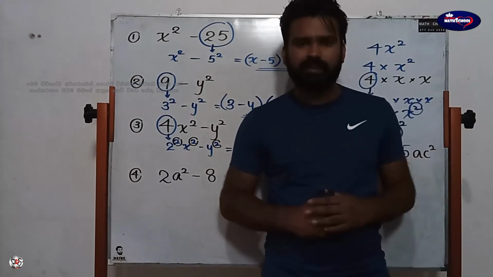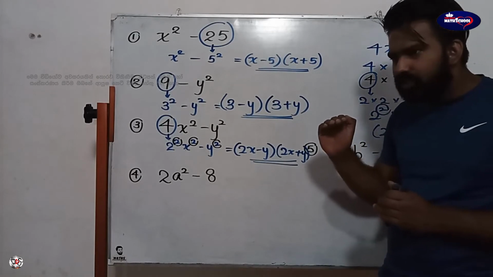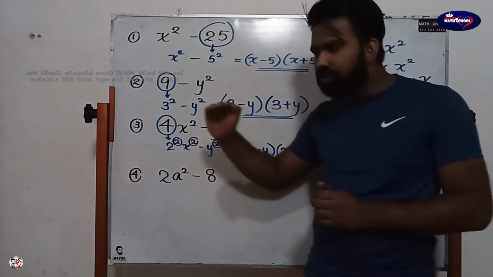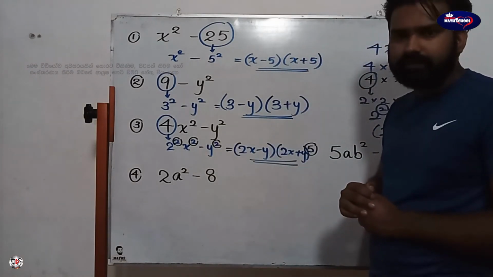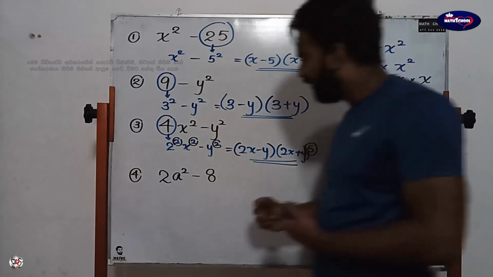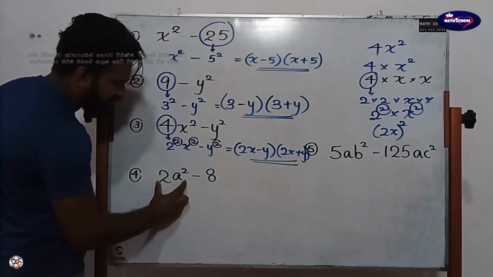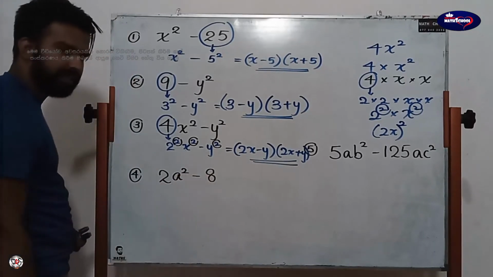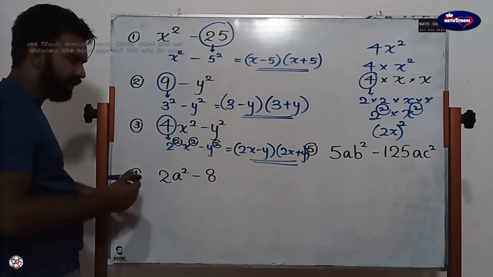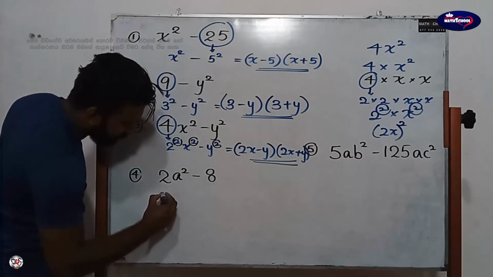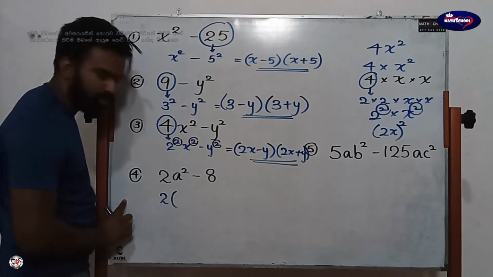So go step by step. I told you, when we are factorizing, the first step is to check whether there is a common factor to take out. Here the two terms we have are 2a squared and minus 8. In both of these you can take 2 out as the common factor, since both terms are divisible by 2.